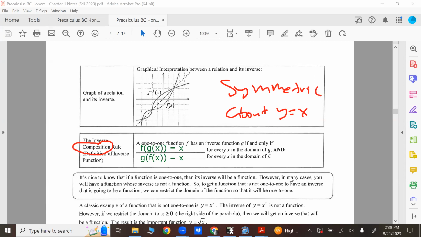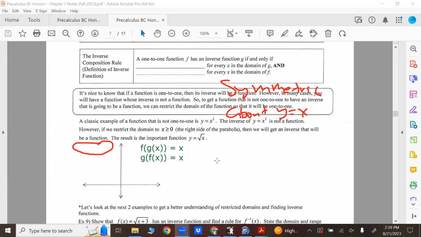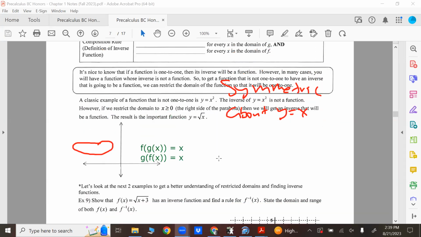Let's keep on moving. So I'm just going to read this little blurb here. It's nice to know that if a function is one-to-one, its inverse will be a function. Because one-to-one means it passes the horizontal and vertical line tests, so the inverse will also be a function. However, in many cases, a function's inverse is not a function, like y equals x squared. To get an inverse that's a function, you have to restrict the domain.